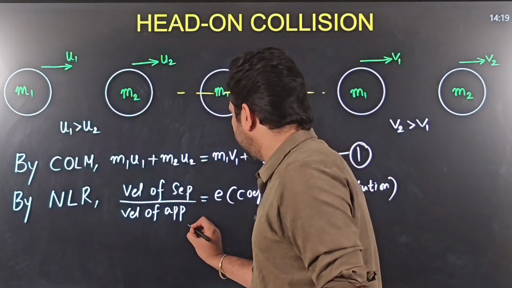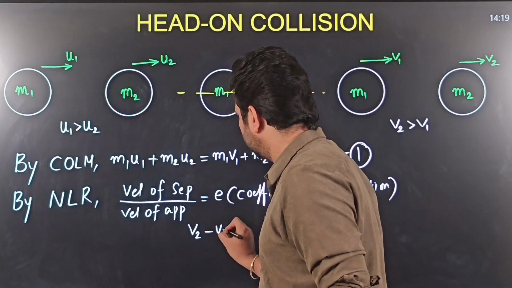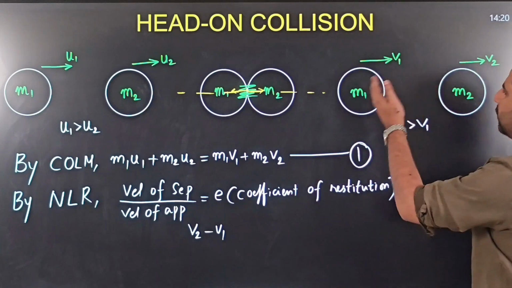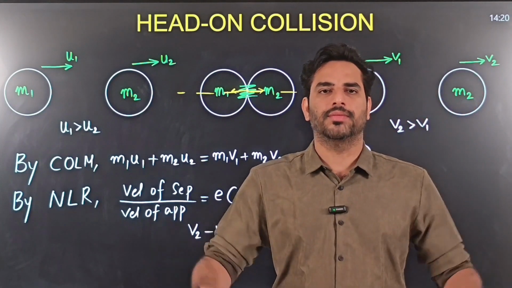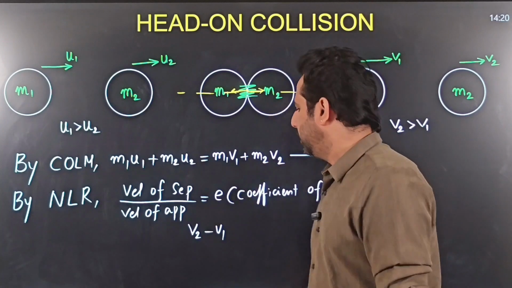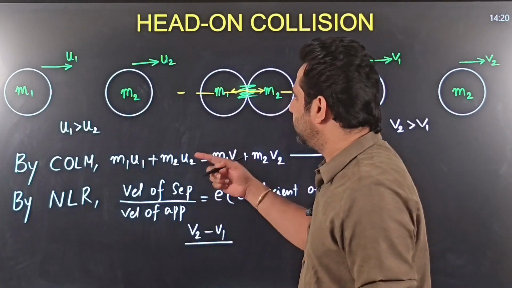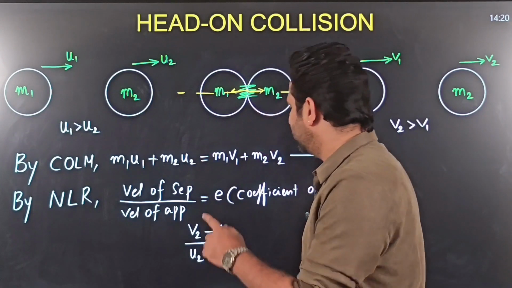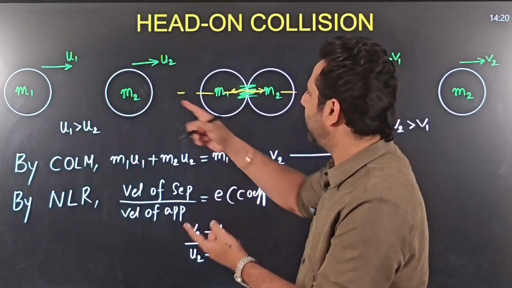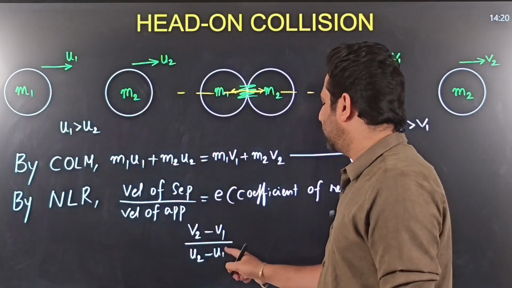The velocity of separation can be expressed as v2 minus v1, the velocity of 2 with respect to 1. That relative velocity gives the rate at which the distance is increasing after collision. Similarly, the velocity of approach before collision is u2 minus u1. This is the velocity of m2 as seen from m1. That is u2 minus u1.